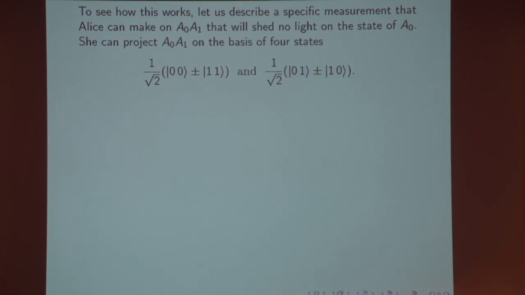She projects the combined system A0 and A1 on the basis of 4 states I've written. The 4 states are chosen so that the reduced density matrix of A0 is always maximally mixed, a multiple of the identity, no matter which of these 4 states you picked. That's because the probability for A0 to be 0 or 1 is always 1/2 for each of these 4 states. Roughly, that's slightly simplified, but anyway, it's true that these measurements are chosen so that whatever Alice finds, she learns nothing about the initial state of A0.